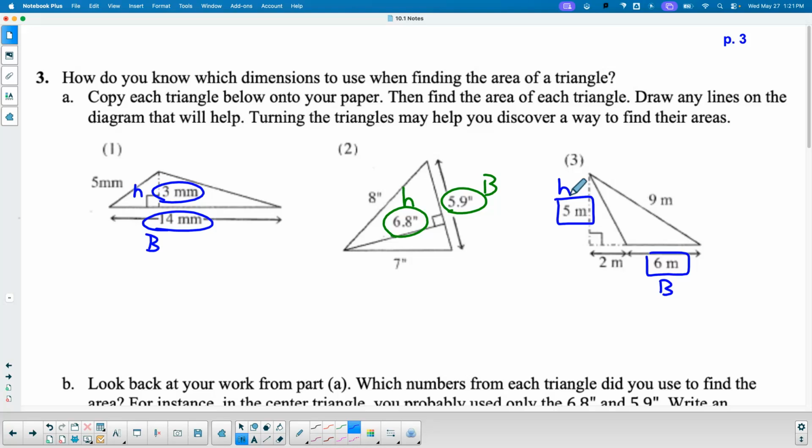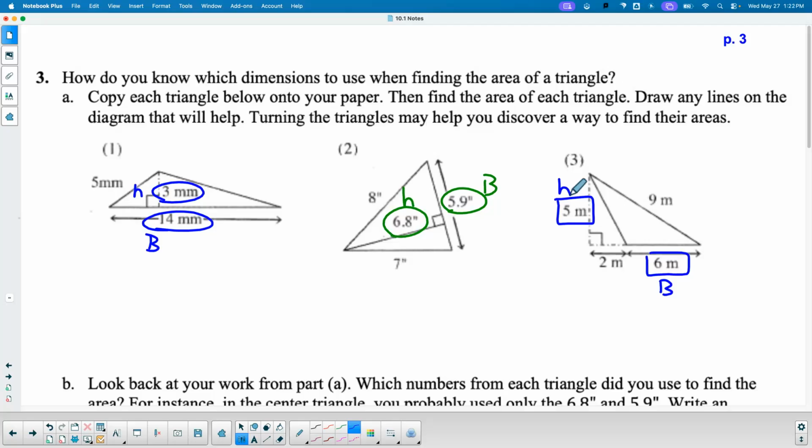Bases and heights have to be perpendicular. Write that down. Bases and heights have to be perpendicular. Okay? So if they're not perpendicular, they are not bases and heights. You can't use those two dimensions. You don't just get to willy-nilly use any two dimensions that you want. Okay? In a triangle, you've got to use the two that are perpendicular.